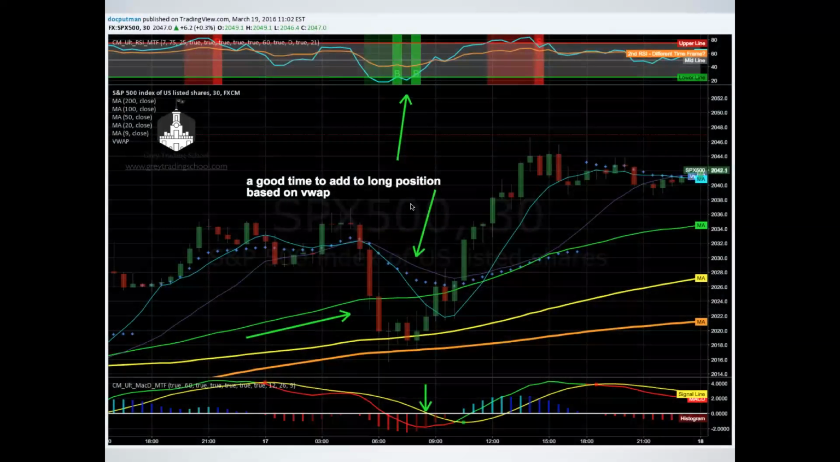We'll take another look at an example. Is this a good time to add to a long position based on volume weighted average price? It looks like it's very bearish for S&P. It is very bearish based on the VWAP. It is very much lower than the volume weighted average price that everyone else paid for the security. So for SPX, this is bearish.